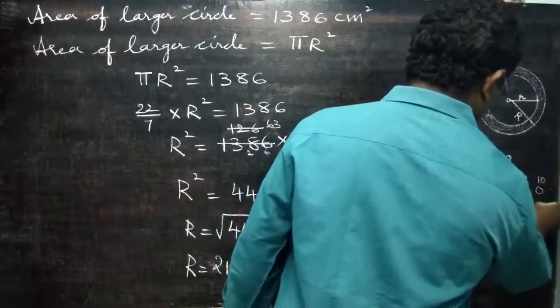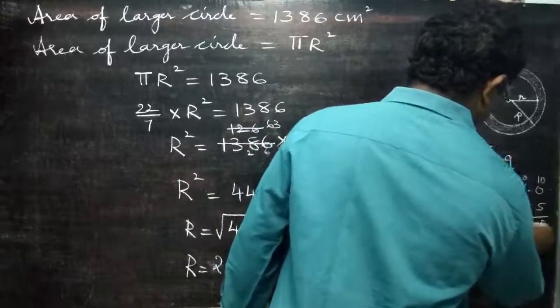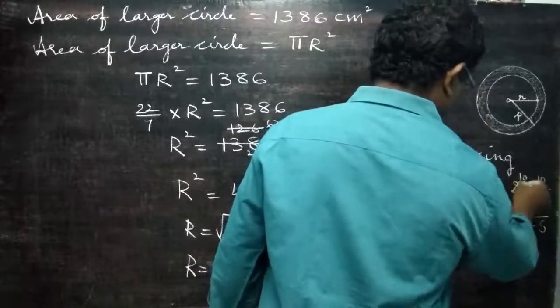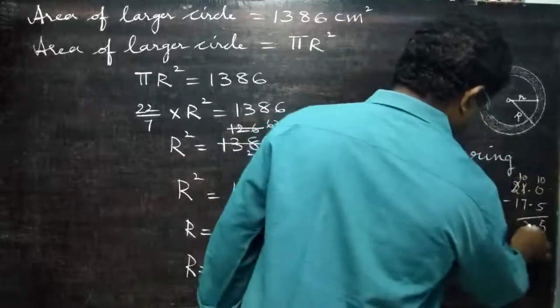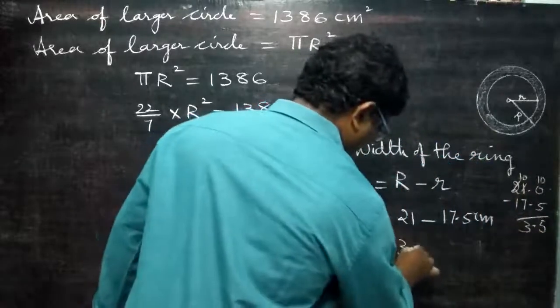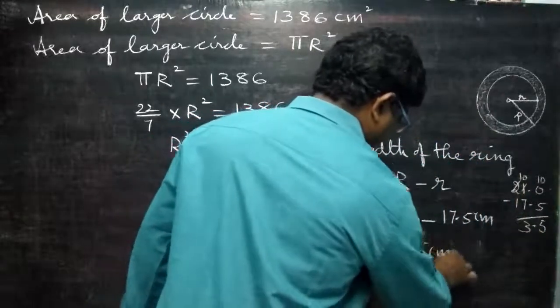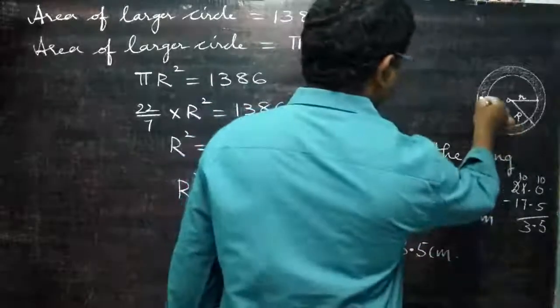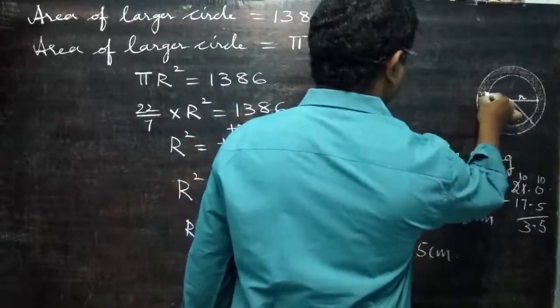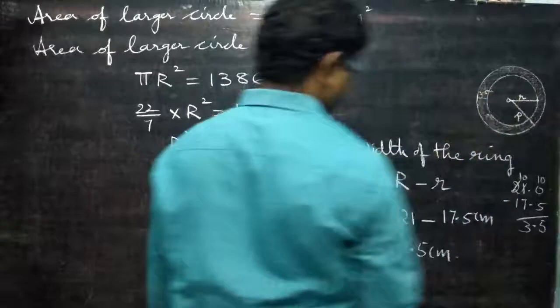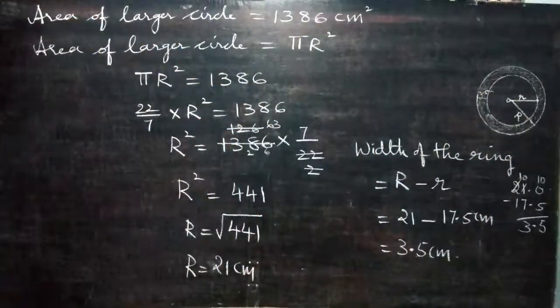Here 10. 10 minus 5 is 5. Now borrow from here 1. It will become 10. 10 minus 7 is 3. 3.5 centimeters. So the width of this one is 3.5 centimeters. Keep in mind, that is the answer. Therefore, the width of the ring is equal to 3.5 centimeters.